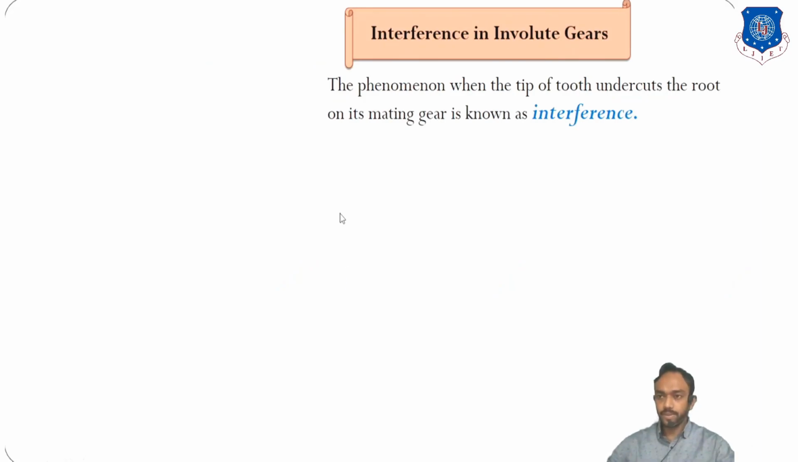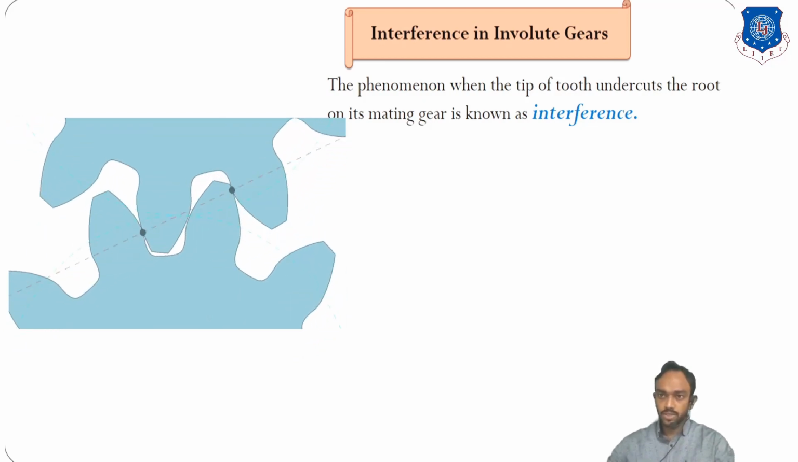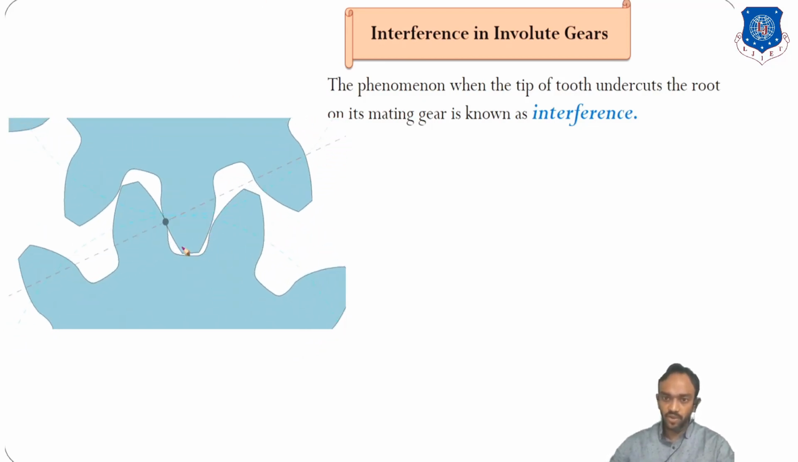Our next topic is interference in involute gears. The phenomenon when the tip of the tooth undercuts the root on its mating gear is known as interference. First of all, check what interference is and how it affects the working of a gear. You can see here the profile is modified and a curvature is added, so this tip of the tooth does not cut the root of the mating gear.